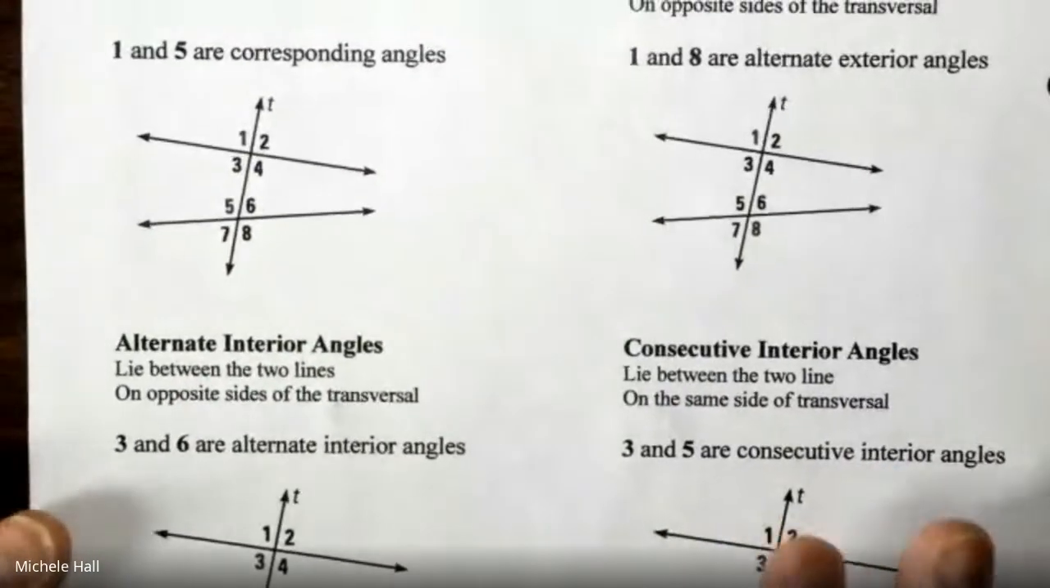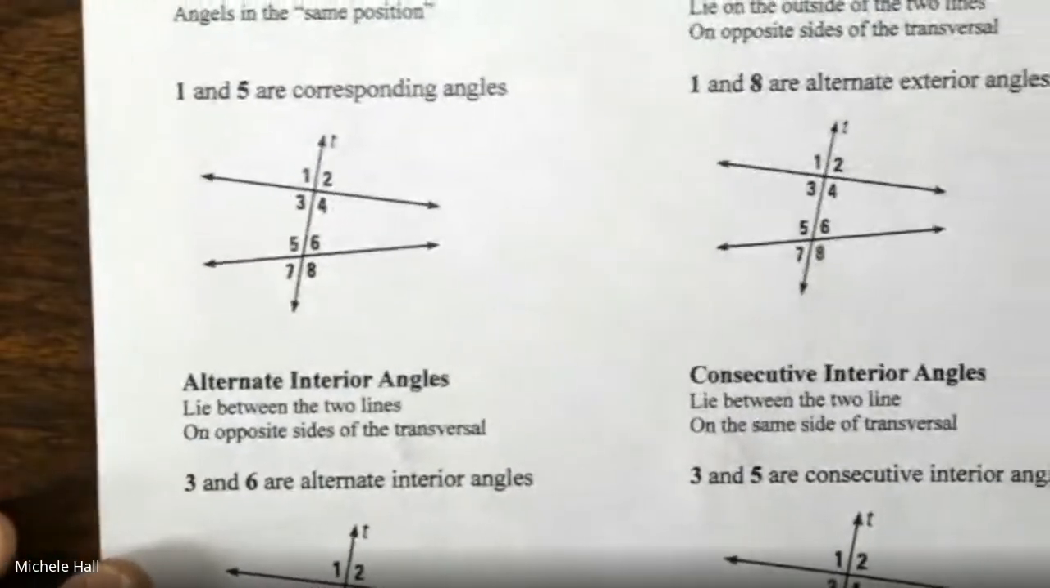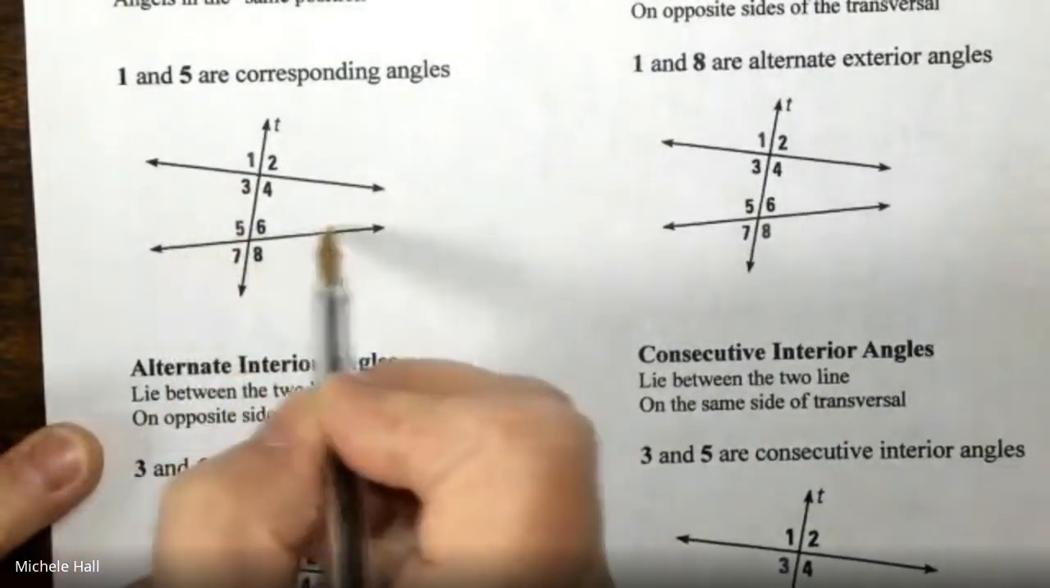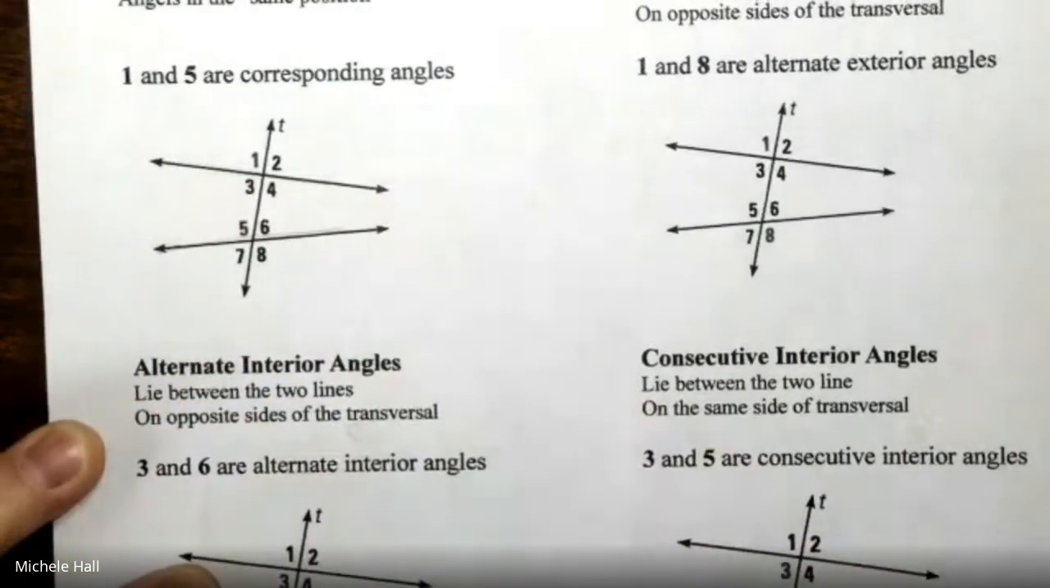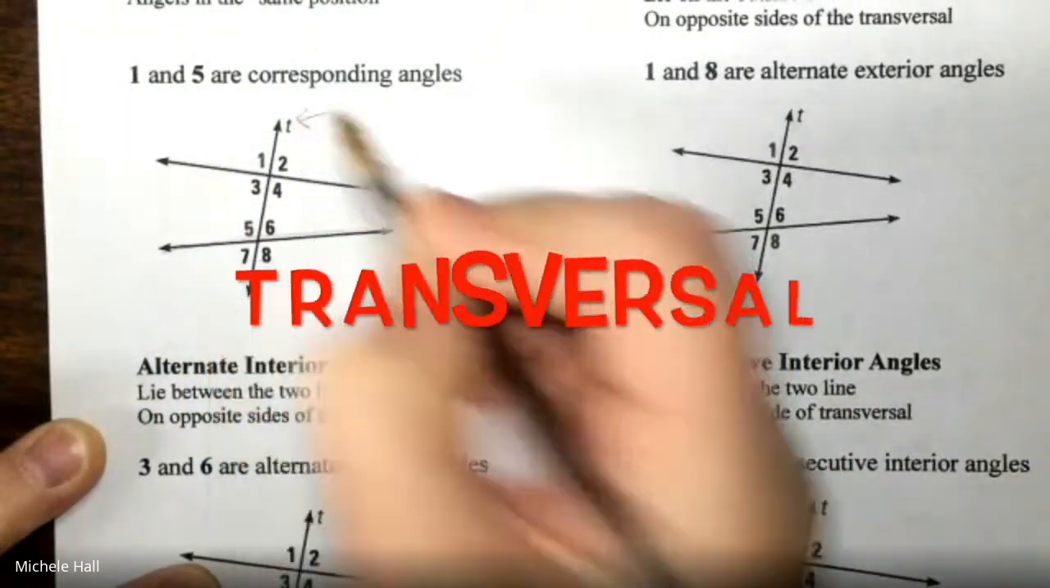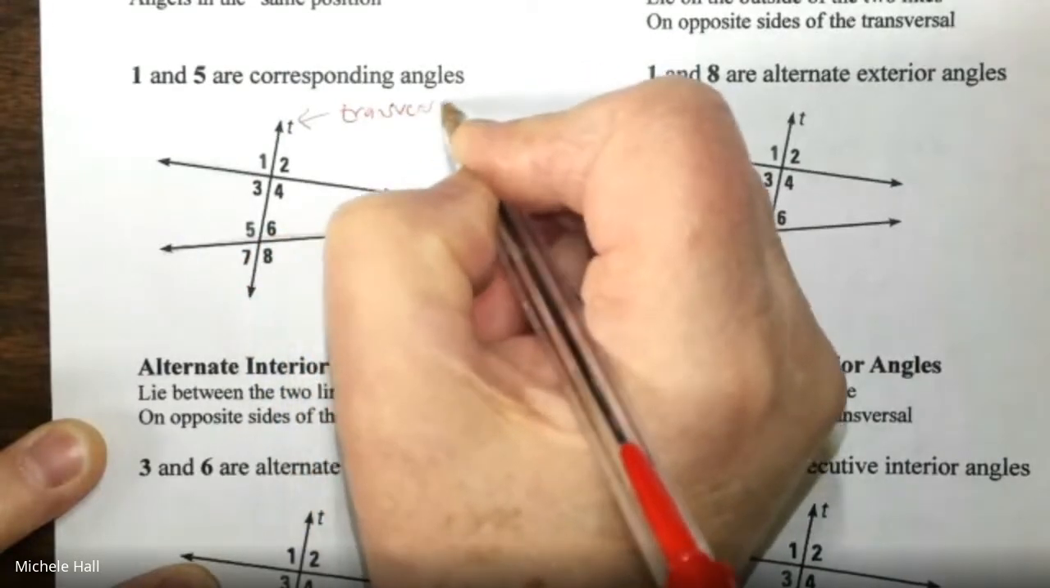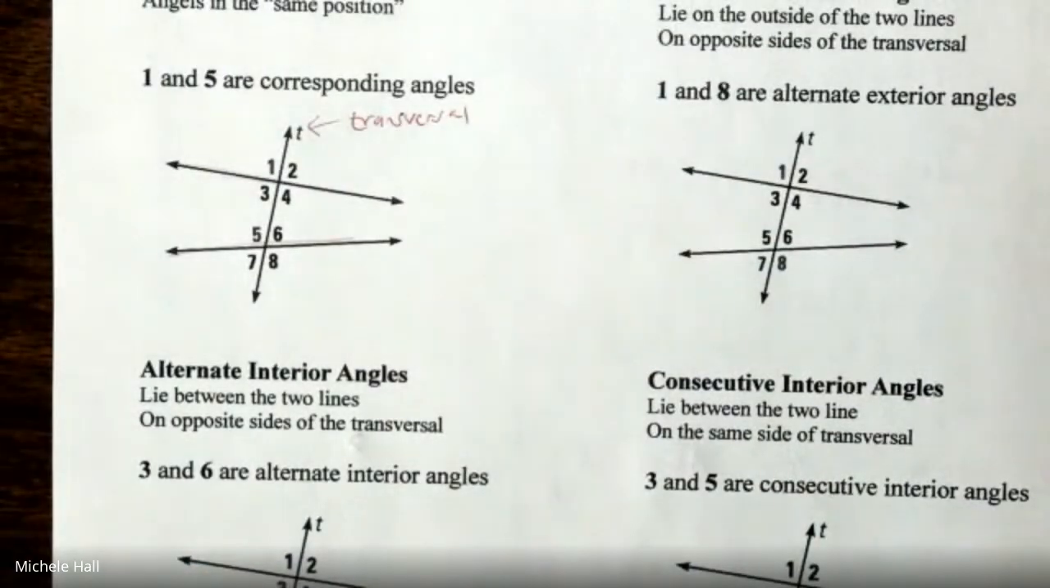Angles that are formed by a transversal. So the transversal, I have these two lines right here. Okay. And then you're going to have, notice it says T right there. That's the transversal. One line called a transversal is intersecting two other lines.